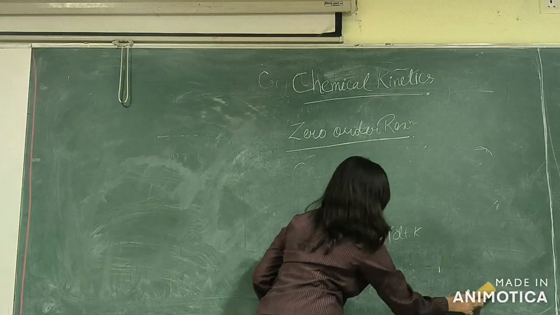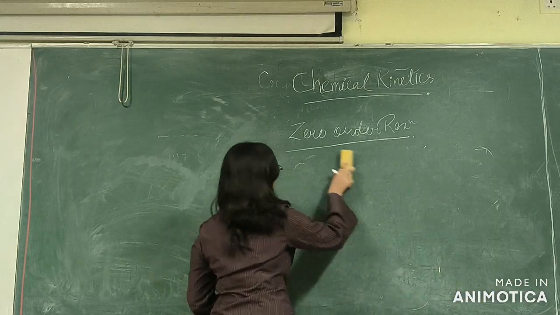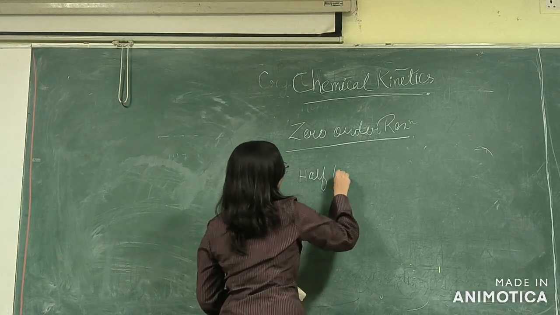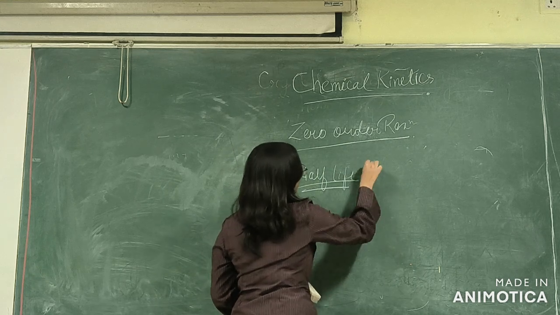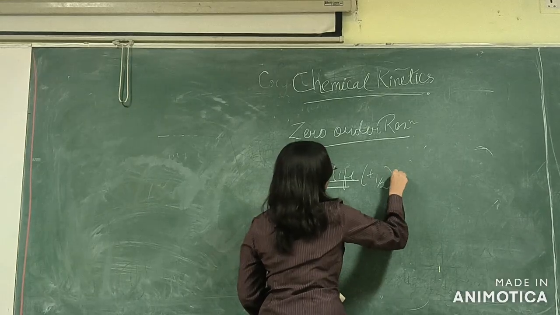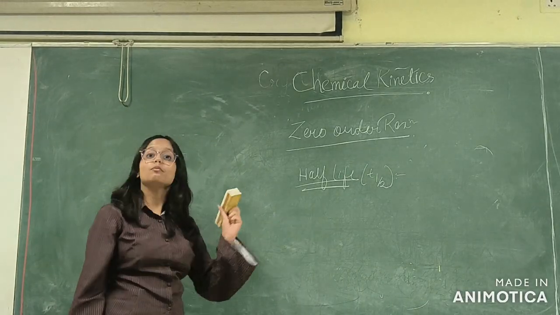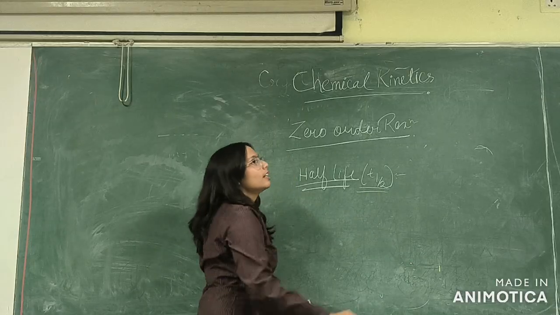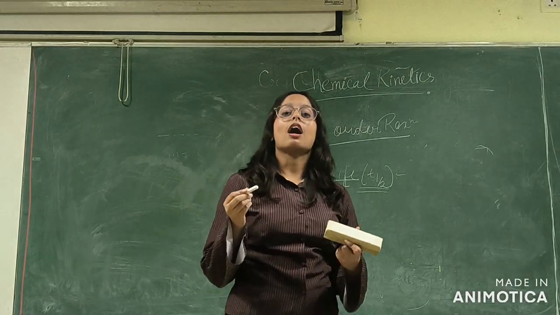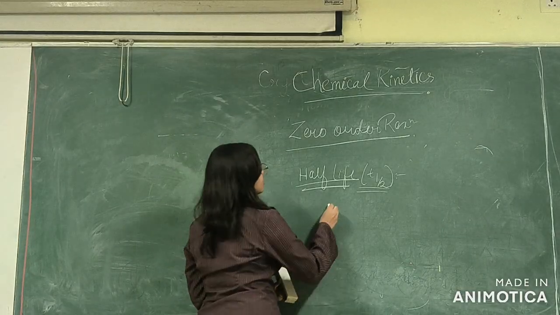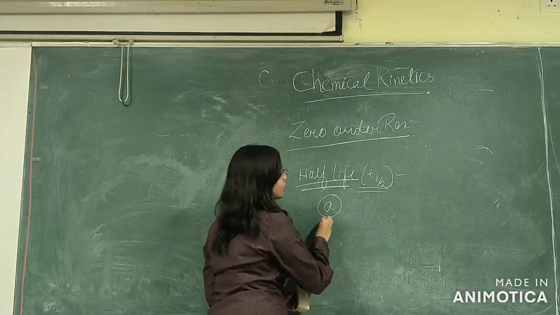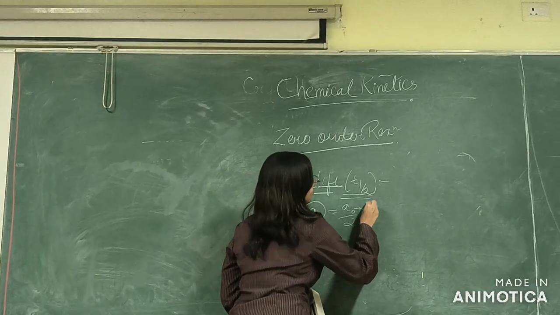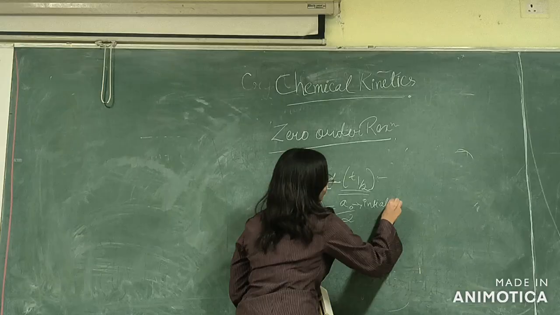Now there is one more important concept from which questions are asked. It is the half-life, which is denoted by t half. This is also a very important topic. What is half-life? It is the time at which the reactant concentration is half of the initial concentration. That is, the concentration at time t half is equal to A0 by 2, where A0 is the initial concentration.